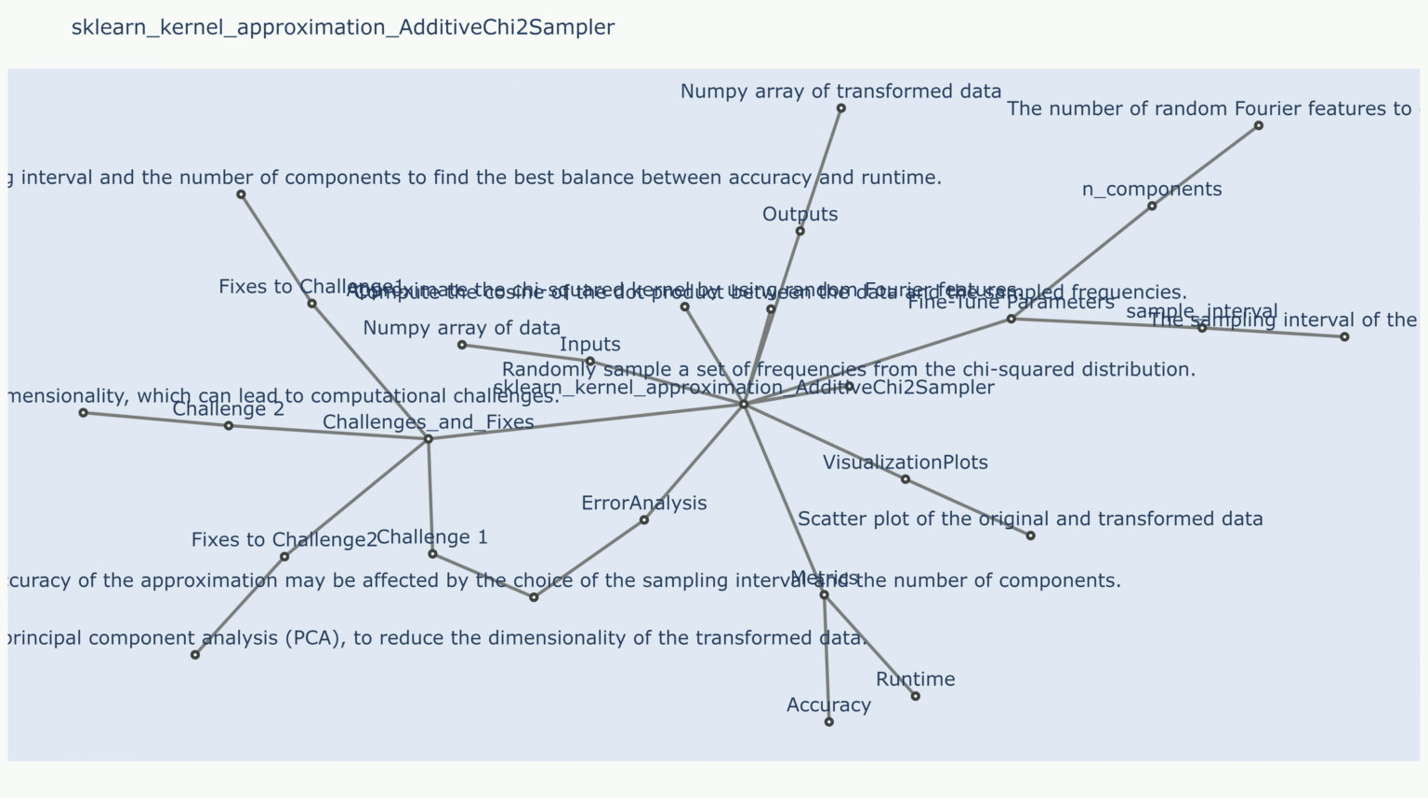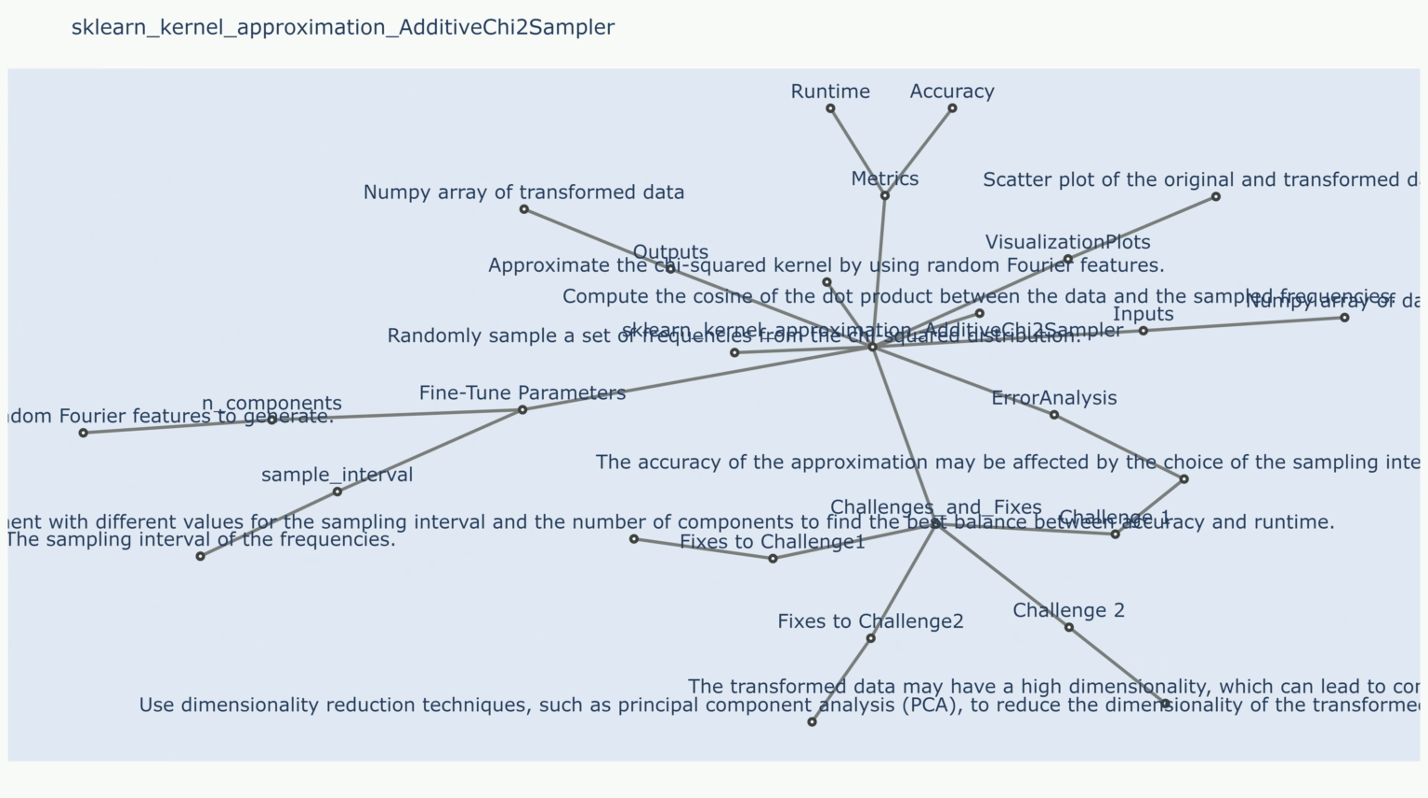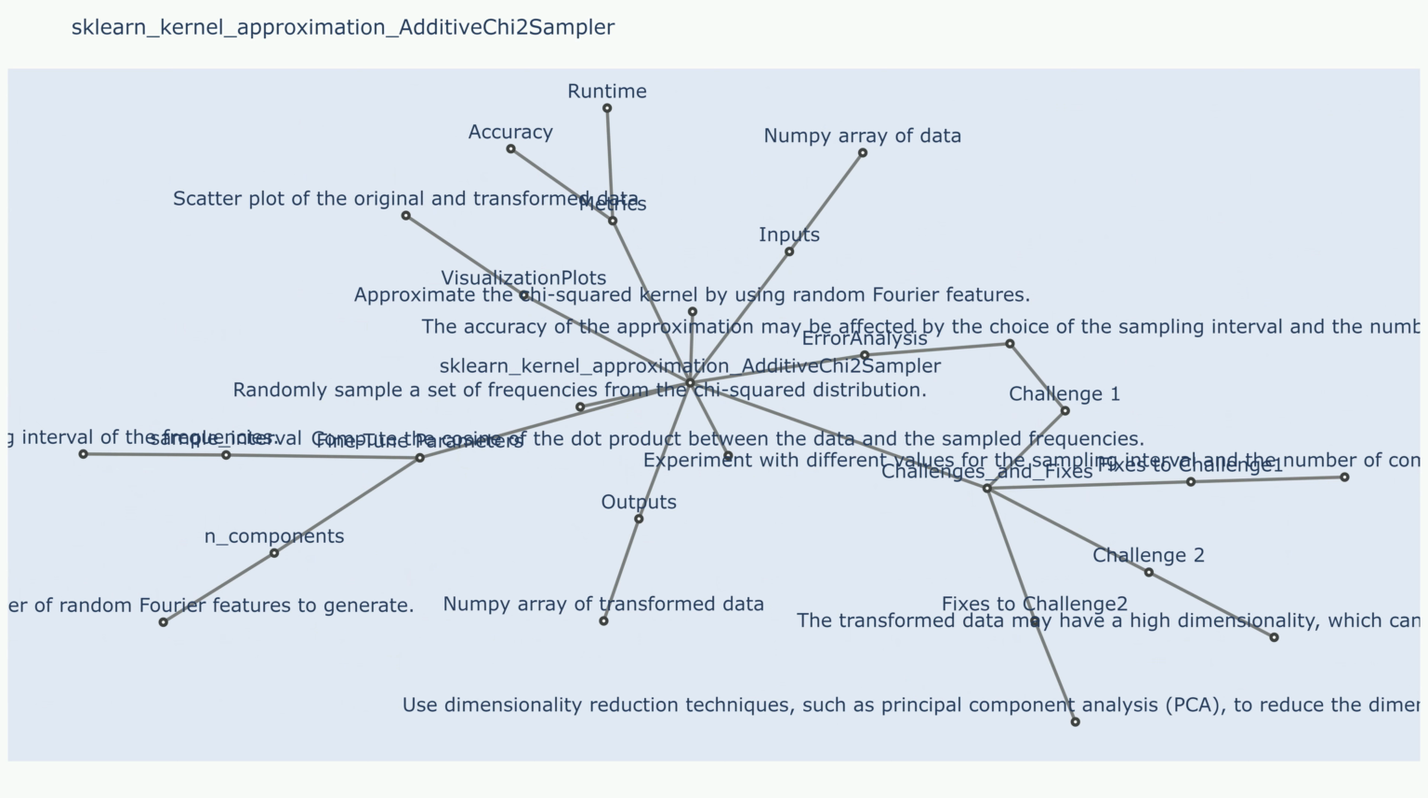Steps. The class takes the input data X and the desired number of components, n_components, as input. It then generates n_components random Fourier features by sampling from a distribution related to the chi-squared distribution. For each input sample, it calculates the value of each random Fourier feature by applying a function, e.g., sine or cosine, to the dot product between the sample and the feature. Finally, it returns the array of random Fourier features.